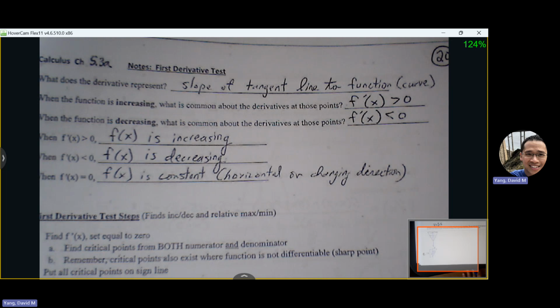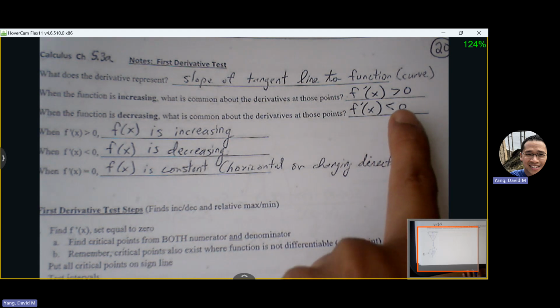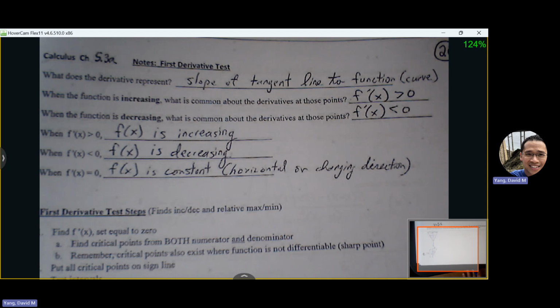Okay, so what does a derivative represent? The derivative is the slope of a tangent line to a curve. When a function is increasing, that means I have a positive slope, so f prime is going to be greater than 0. F prime greater than 0 indicates positive slope, but f prime less than 0 indicates a negative slope. So likewise, when f prime is greater than 0, my function is increasing. When f prime is less than 0, my function is decreasing.